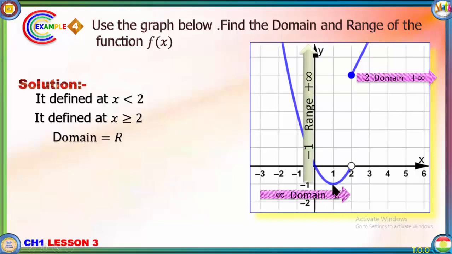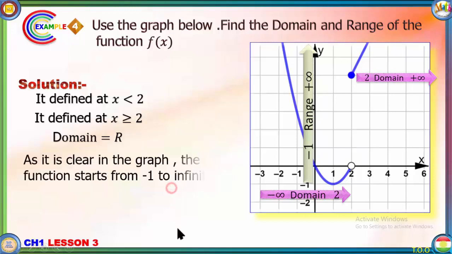If we take the lowest point here, when x is 1, you can see y is minus 1. Here the function begins and goes up to positive infinity. That means the range is from -1 to positive infinity.